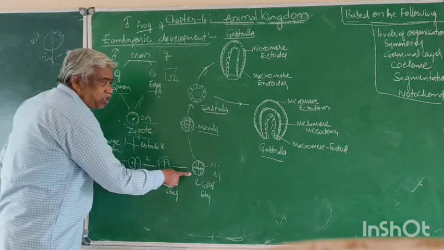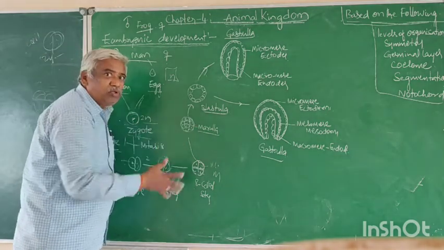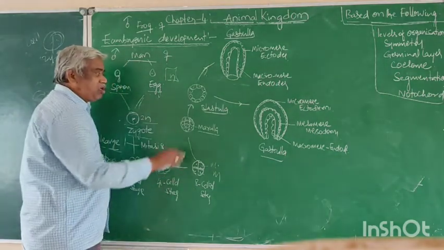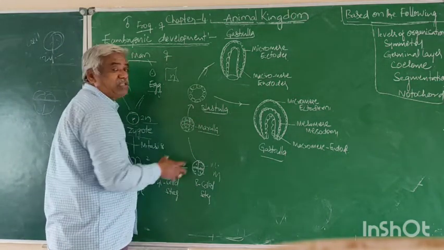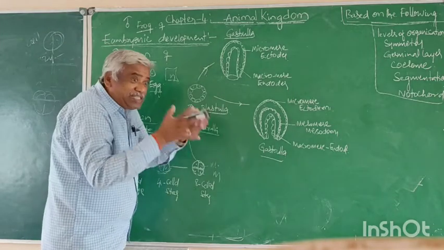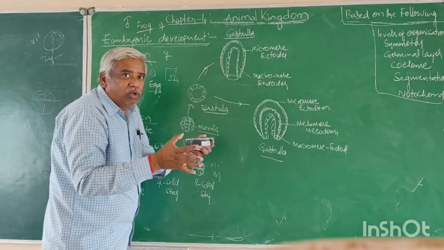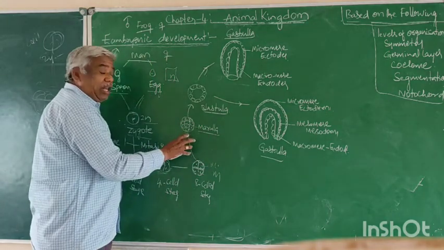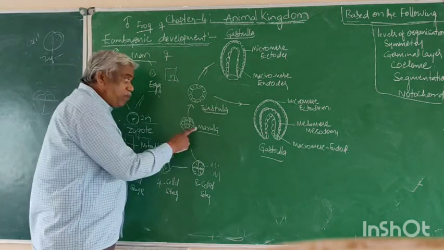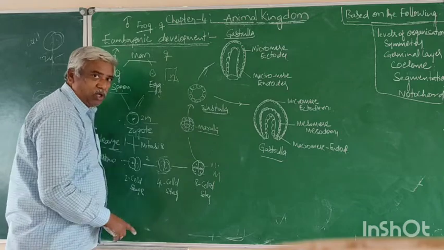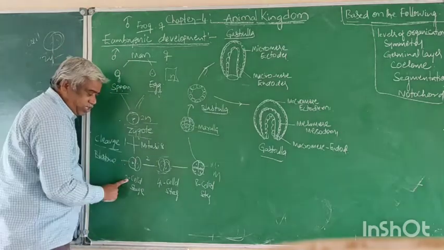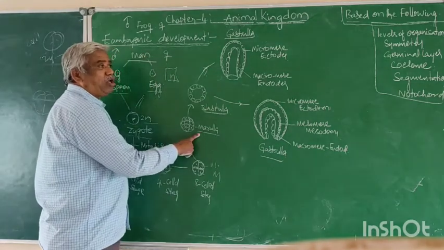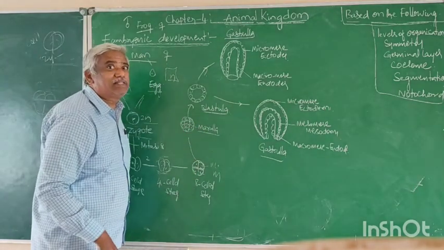In the fourth division, all the cells divide individually. Like this, hundreds of cells are formed. Many cells are formed, making a ball. Now the embryo: zygote, two cell, four cell, eight cell. You cannot count so many cells.